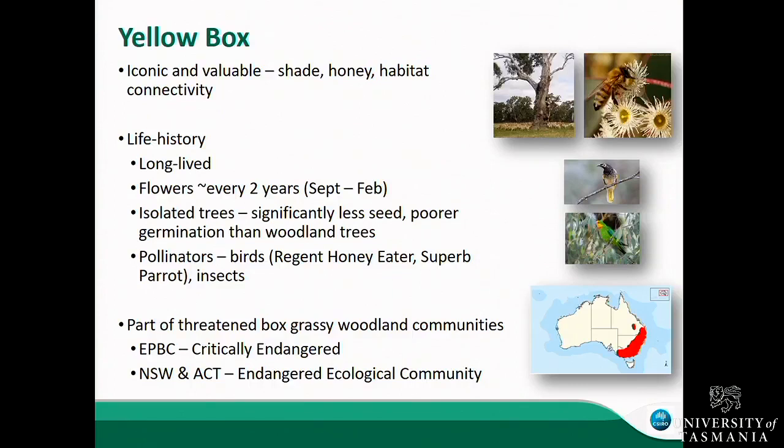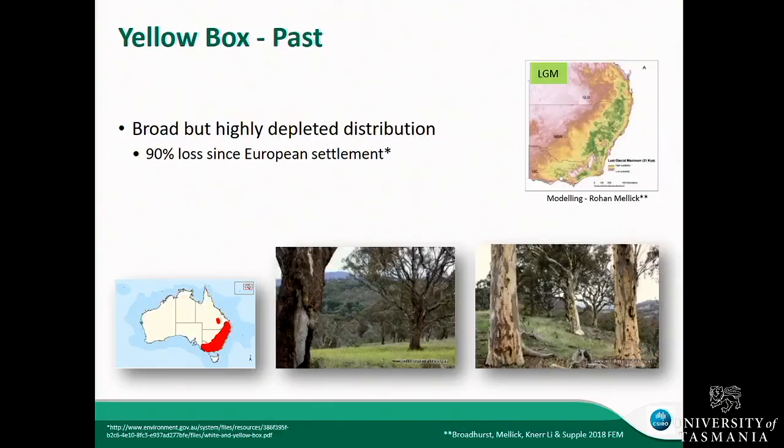We do know from some early work at Wagga that isolated trees produce less seed that germinates more poorly than woodland trees, and we think there is a vast range of pollinators, but no clear one is significant. It's also part of threatened box grassy woodland communities, which used to live here across Australia, very extensive, but it's now part of a critically endangered federally listed community, as well as endangered ecological communities in a state and a territory.